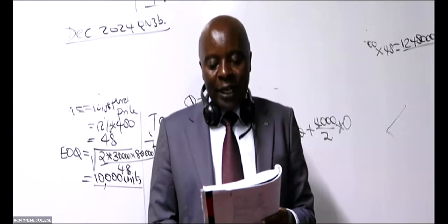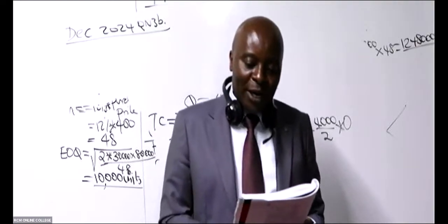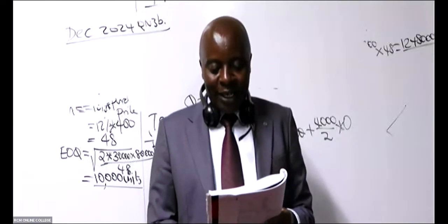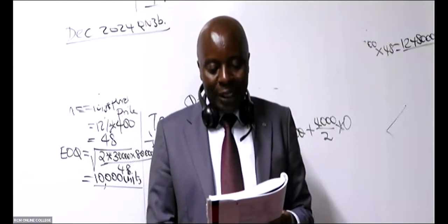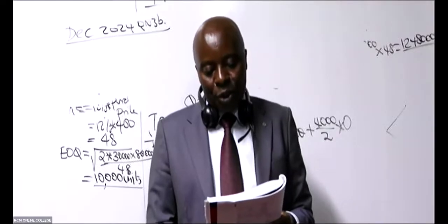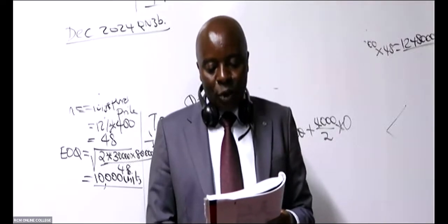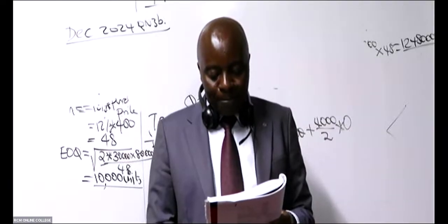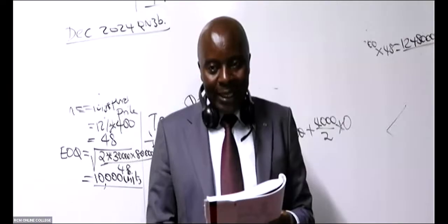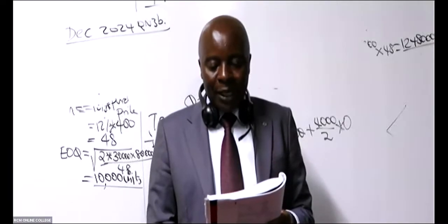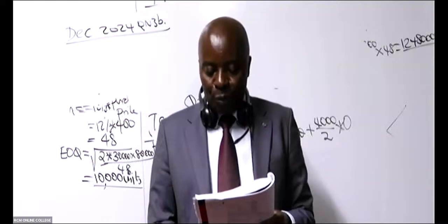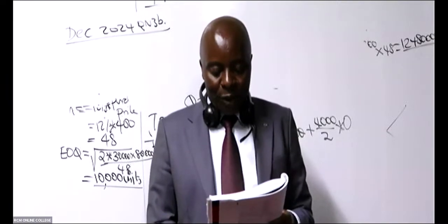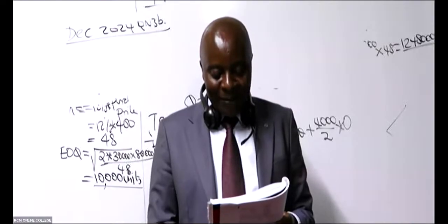The cost of holding an item ZO in stock for a year is made up of the following percentages. I can see obsolescence 3, perpetual audit 1.5, opportunity cost 2, insurance 1, storage 0.5. Can somebody add up all those percentages for me? 3% plus 1.5% plus 2% plus 1% plus 0.5%. What are we able to get there, my good students?